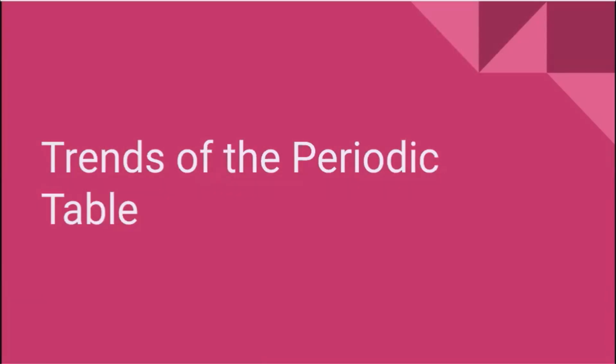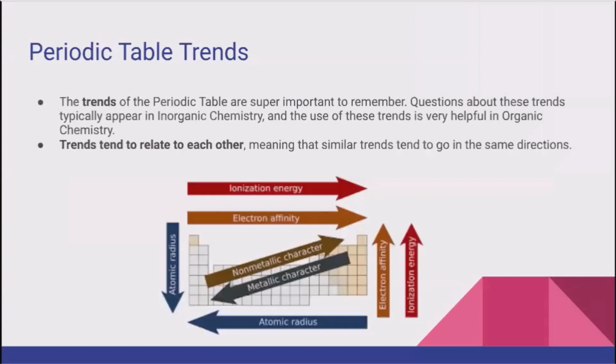So periodic table trends are super important because they give you hints, again, of how similar elements react to each other and how the table is organized to show you the different characteristics of each element. Questions about these trends tend to appear in the first chemistries you take, so general chemistry or inorganic chemistry, but you will also have questions that involve these trends in organic chemistry. So it is important to understand, at least from a basic definition, these trends.